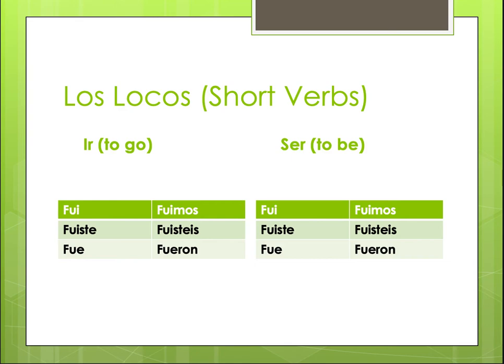No accents. And some people think, oh, isn't that confusing, if yo fui can mean I was or I went? It actually isn't that confusing. Ser is a being verb and ir is a doing verb, and so they just really don't end up in sentences in the same place as each other.